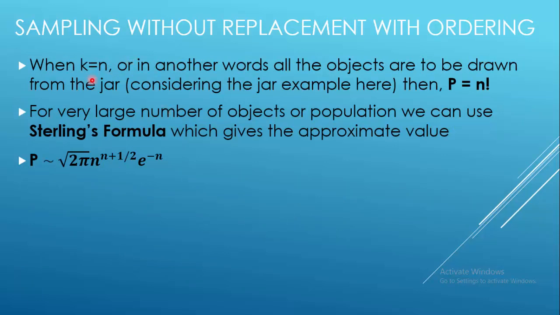There is another condition where k is equal to n, or in other words, all the objects are to be drawn from the jar. In that case, the total number of possible pairs is equal to n factorial simply. But this value may get too large in case of a large population or sample space. So in that case, we use Stirling's formula, which gives us the approximate value, and which is equal to square root of 2 pi n, raised to power n plus 1 by 2, e raised to power minus n.